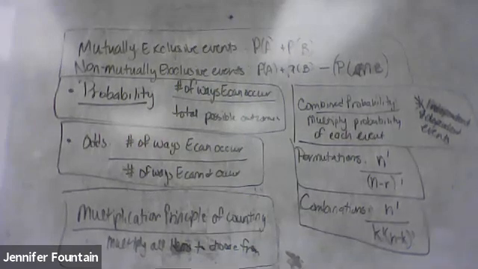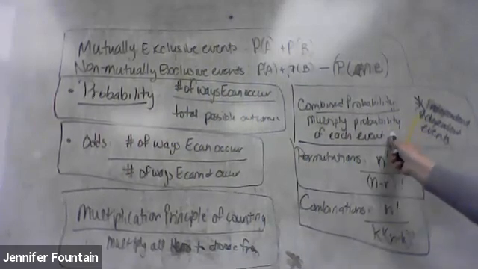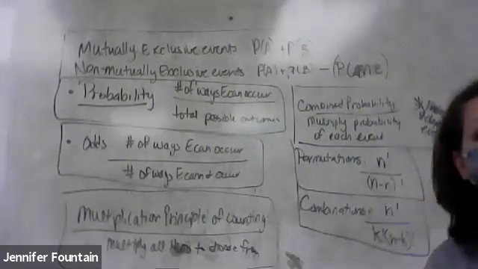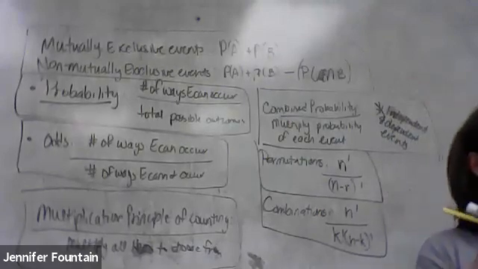Okay, so in that situation, I have got 1 out of 6 and 1 out of 2. Now, this is an example of combined probability. So what do I do with those two fractions? With combined probability, what am I going to do with them?